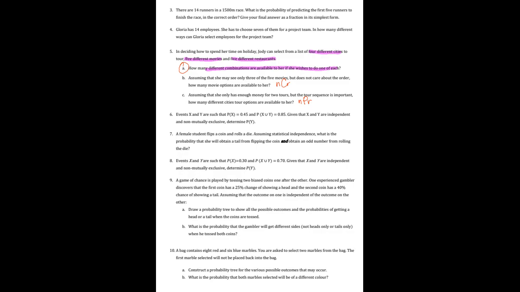All you have to do with this is called a multiple event or a combined event. And all you have to do is simply multiply the options by each other. Meaning there's 4 different cities, multiply that by the number of different movies, which is 5, and multiply that by the number of restaurants, which is 5, and that will give you a total of 100. So there's 100 different ways that she can combine one city to one movie to one restaurant.